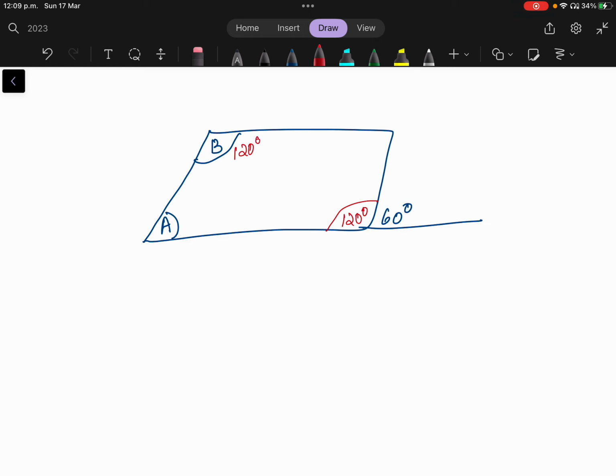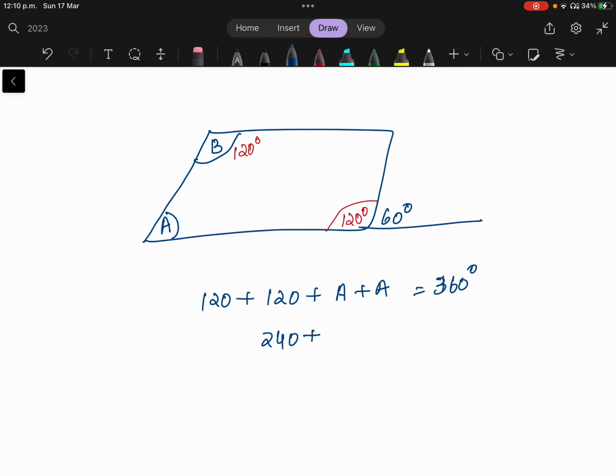Okay, and one another thing what you know is for a quadrilateral, all the interior angles will add up to 360 degree. So this angle, this angle, this angle, and this angle will add up to 360 degree. So what you do, 120 plus A, because opposite angles are equal, that's equal to 360 degree.